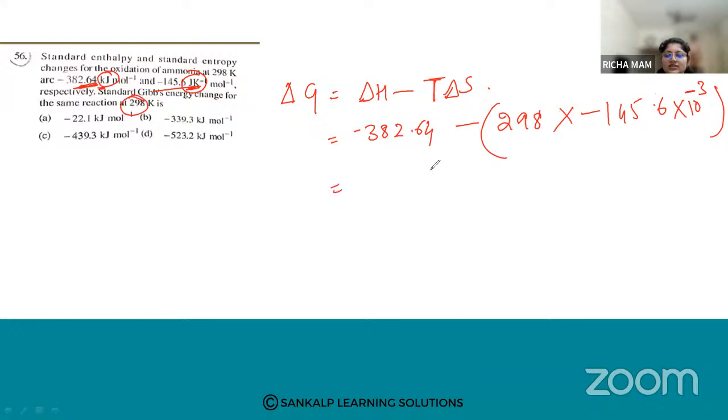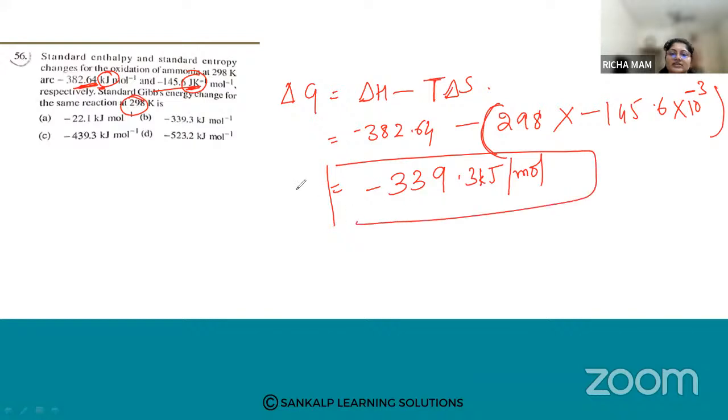So solve this. After solving, first multiply this 298 into minus 145.6, into 10 raised to minus 3. After solving, I'm going to get the final answer as 339.3 kilojoules per mole. So this answer you have to get. Final answer. This is the change in Gibbs energy: change in Gibbs energy is minus 339.3 kilojoules per mole.